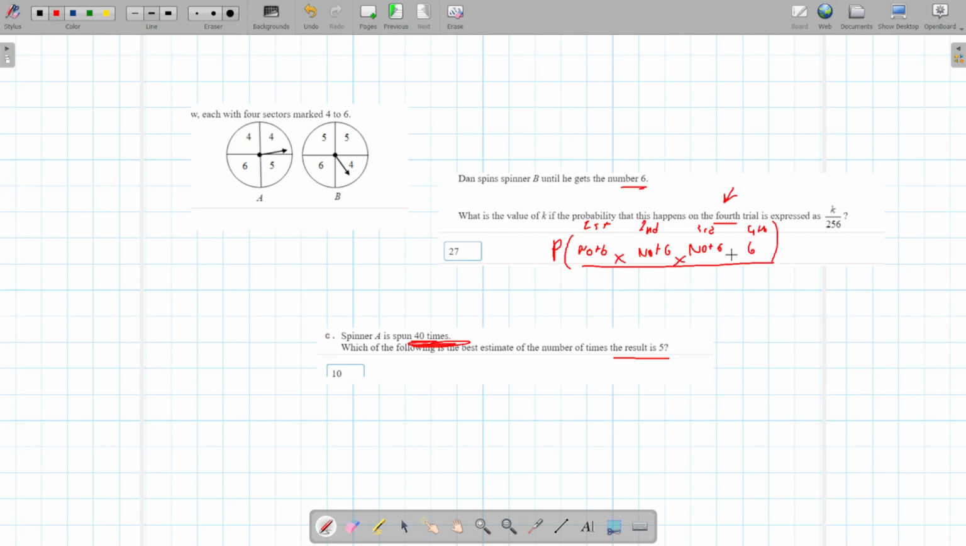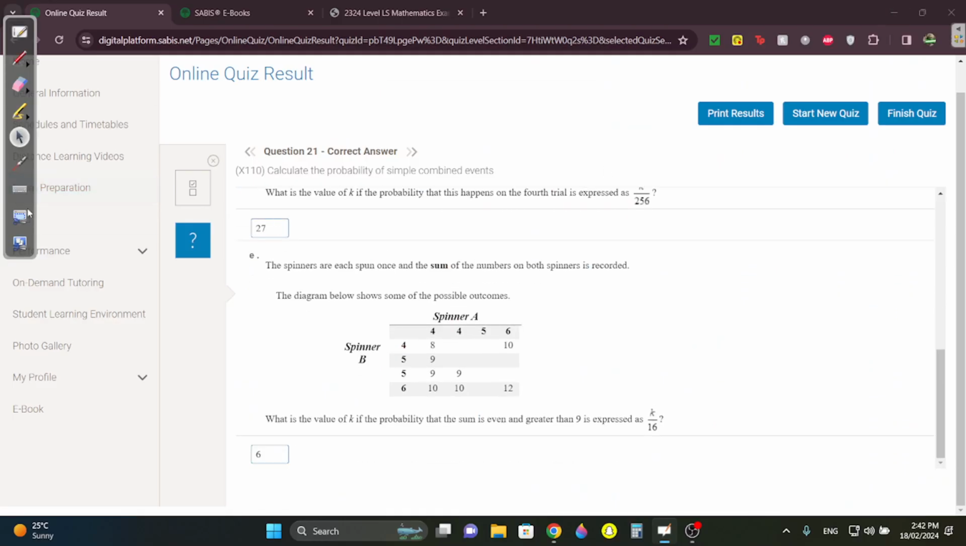It's a collective probability, so we have to multiply them all. What's the probability of not getting 6 in B? It's 3 numbers out of 4, not 6. If I have 3 over 4 times 3 over 4 times 3 over 4 times, what's the probability of getting 6? It's 1 number out of 4 that are 6, right? So times 1 over 4. And you get 27 over 256, which is just, yeah, 27 over 256 on your calculator. Just do it on a calculator. Okay. The spinners each spin.